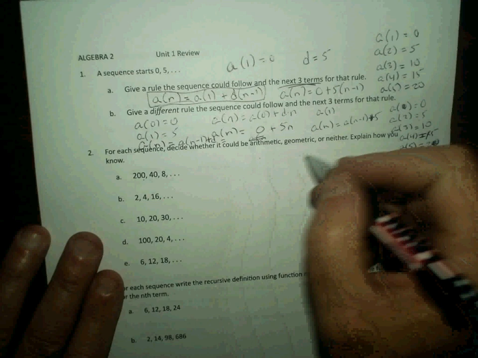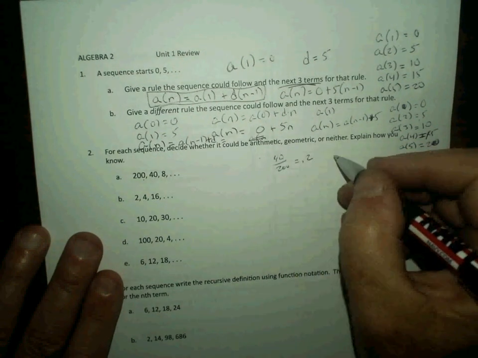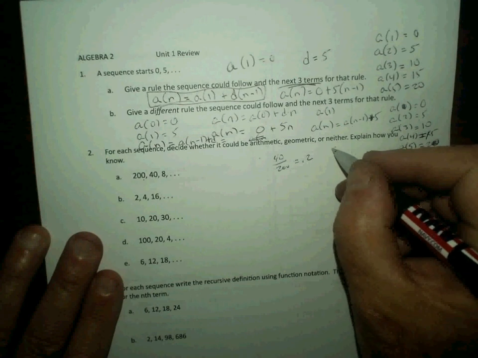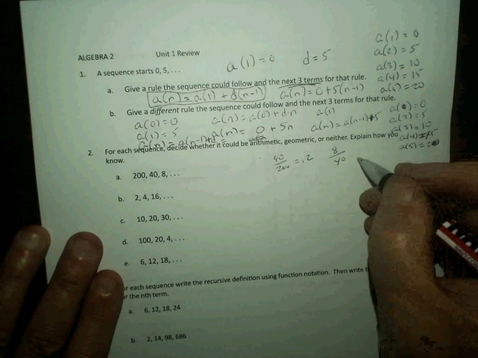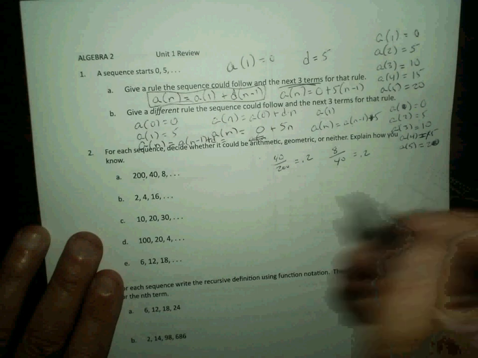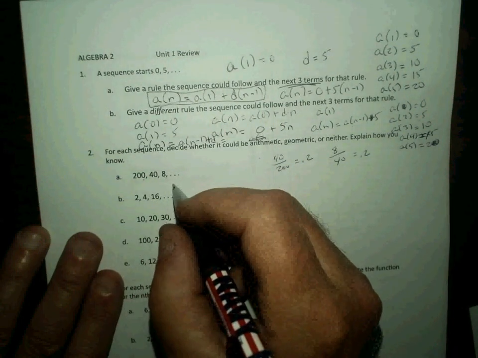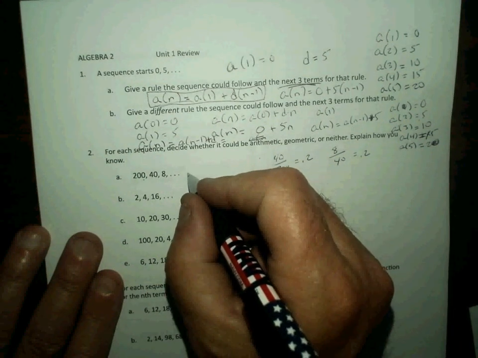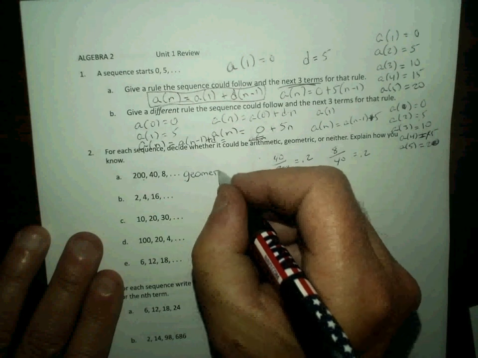Divide the second number by the first. When you divide 40 by 200, what do you get? 0.2. And then what will we do to continue checking? Do it again, so 8 divided by 40. Each successive term divided by its previous term. And that gives us 0.2 also. What does it tell us? 0.2 is the scale factor, or the common ratio. So it is what kind? Geometric. It's a geometric sequence, or could be a geometric sequence.